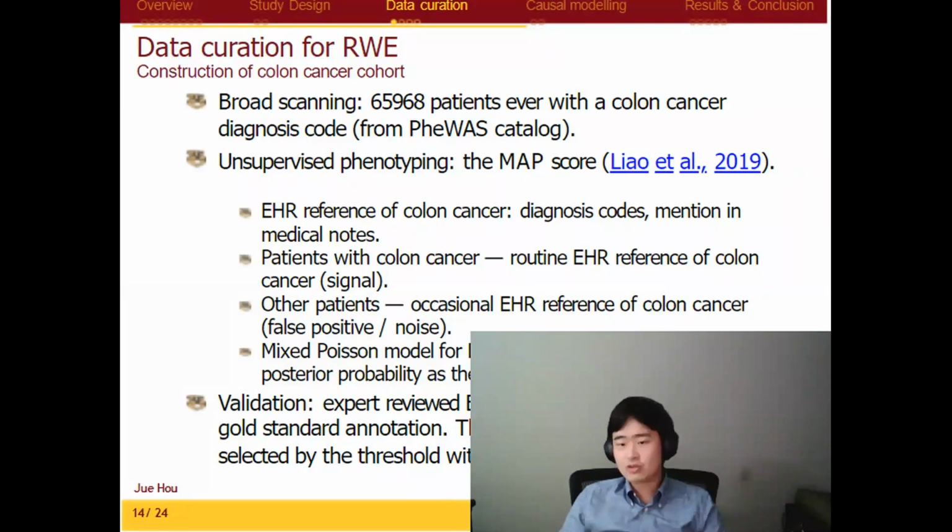And the method uses a mixture of Poisson model to distinguish patients with colon cancer from other patients. And then we asked experts to review 100 randomly sampled patients for their true colon cancer disease status as gold standard labels, and we chose a cutoff for the MAP score with 95% specificity.